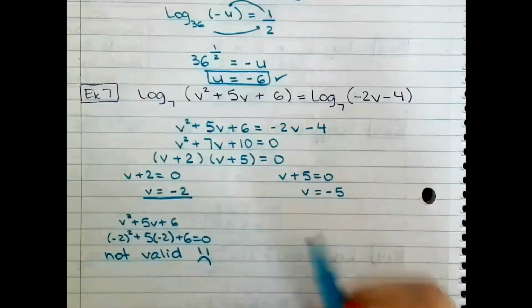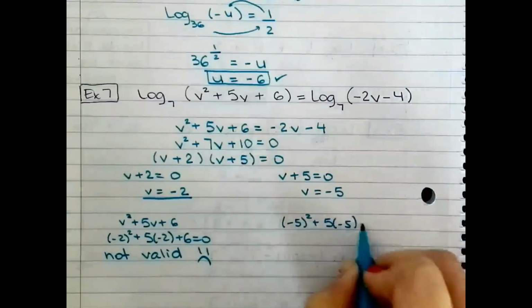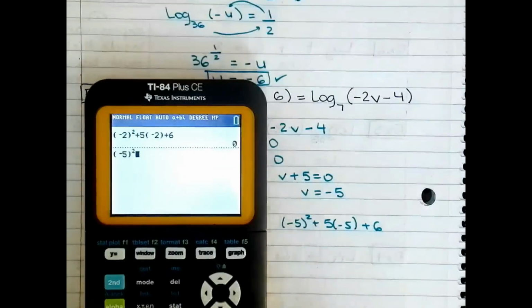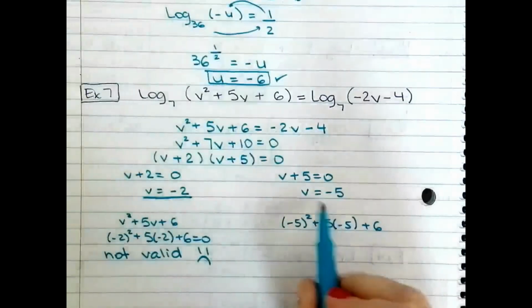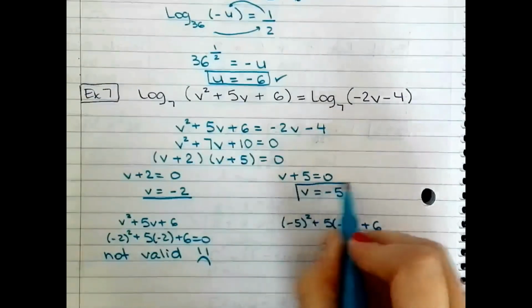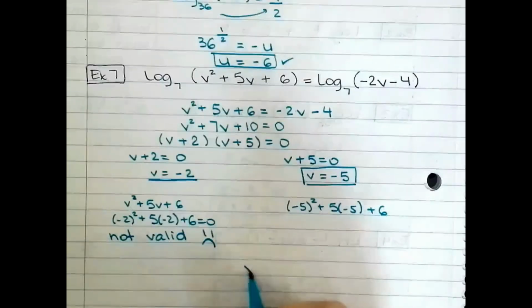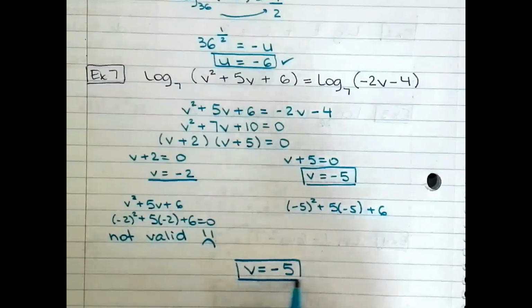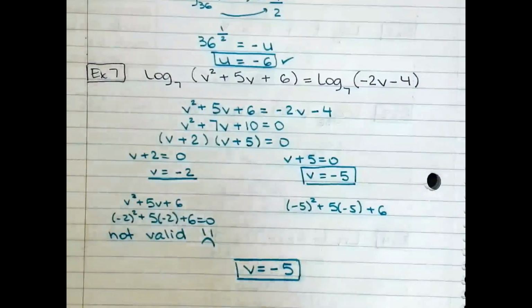Let's check for -5. Okay, this one is positive. So -5 is a valid answer. -2 is not a valid answer. Therefore, my one solution for example 7 is only v equals -5. This one is not valid. That's all I got for you.